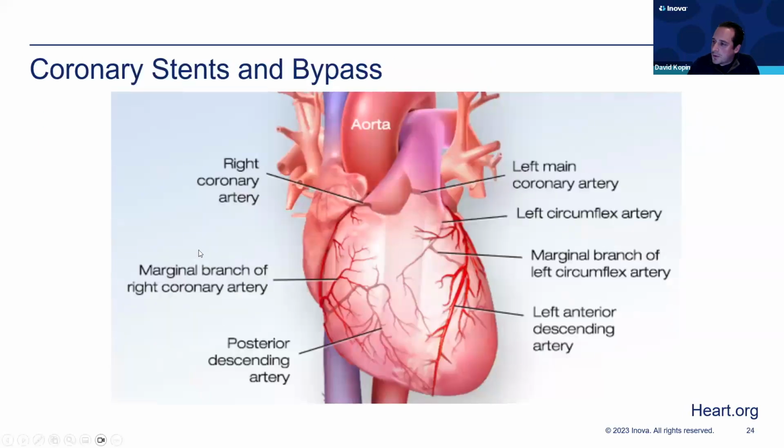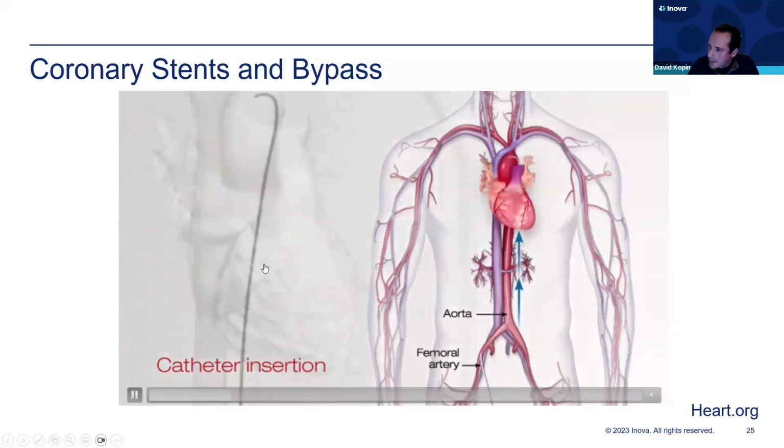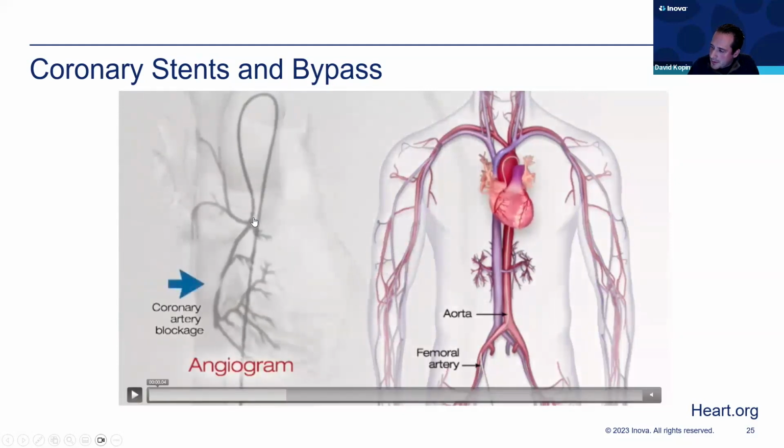Next, we have coronary stents and bypass. So for patients that have coronary artery disease, we can bypass those arteries to provide blood flow to the part of the heart that is not getting enough blood flow. This is a representation of the different coronary arteries, the right coronary artery, left anterior descending, left circumflex here going behind the heart. And I'll show you what this looks like. So we access the arteries either through the femoral or radial artery, advance a catheter up into the heart, inject contrast dye down the heart, and you can see here is a representation of the coronary arteries. And here, there's not normal blood flow. There's a blockage here. You can see that area of contrast is thinner than the rest.